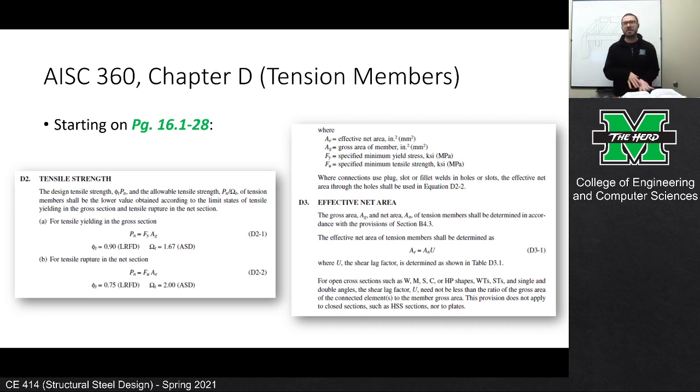Now, if you look at chapter D, obviously that's the chapter that matters to us right now because we're saying design of members for tension. The very top of the page says, okay, the chapter is organized as follows. There's slenderness limits, tensile strength, effective net area, so on and so forth.